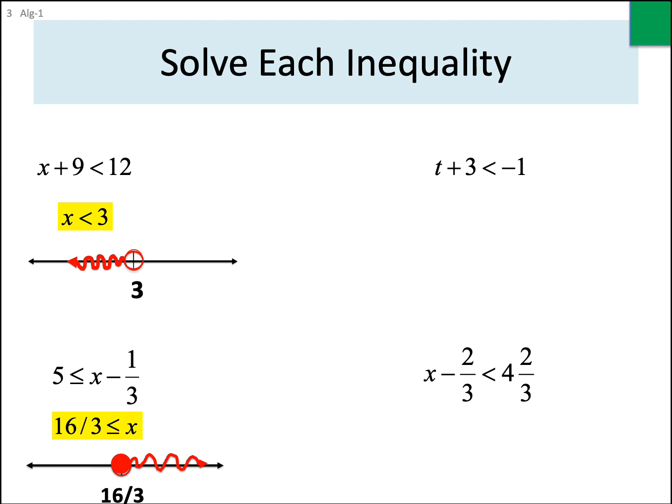Why is that one shade right? Because notice we're going to read from variable to number. So that says x is greater than or equal to 16/3.